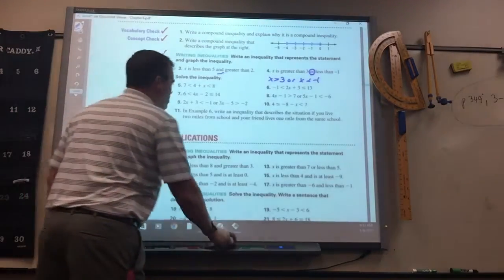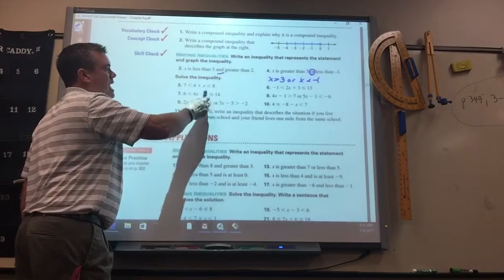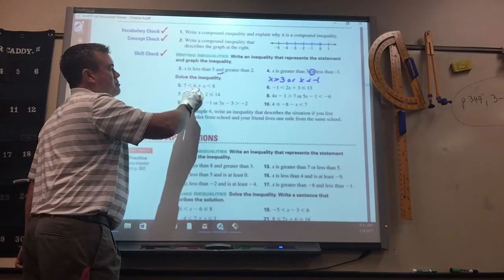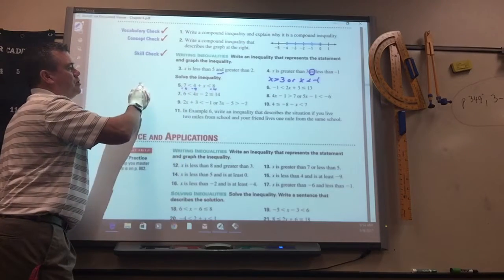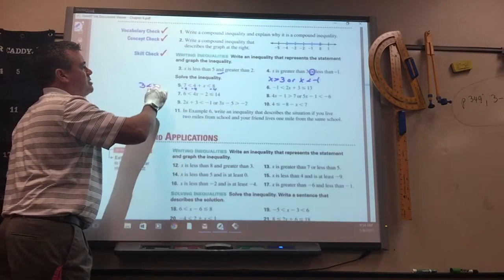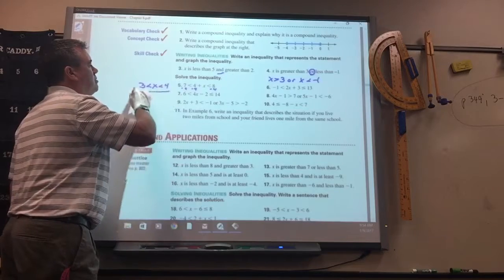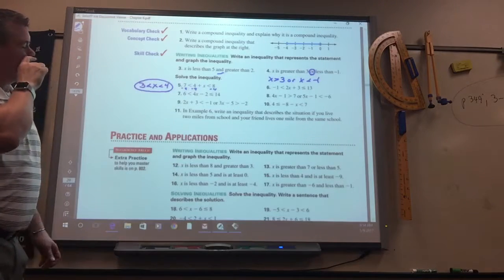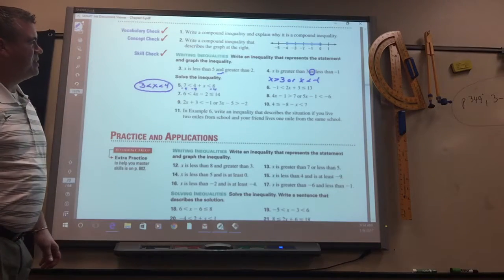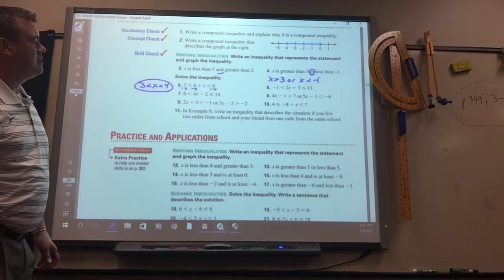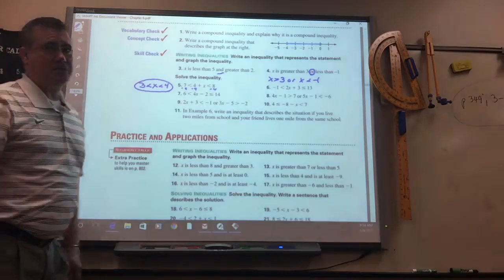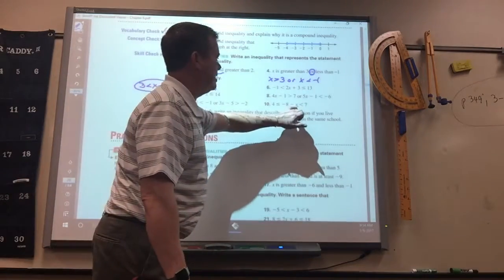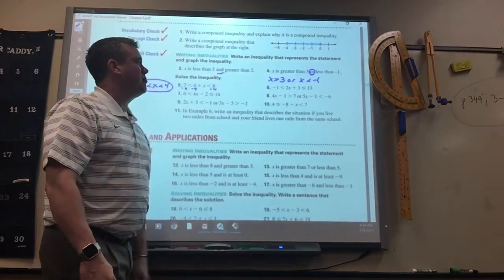So remember, this is an and, so you just get the x by itself. Subtract 4, subtract 4, subtract 4. So that would be 3 is less than x is less than 4. Remember, if you ever divide by a negative, you got to switch the direction of the sign. Like here, you're going to end up switching the direction of the sign.